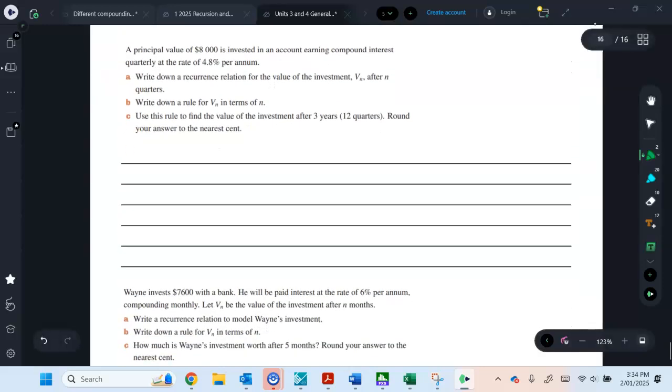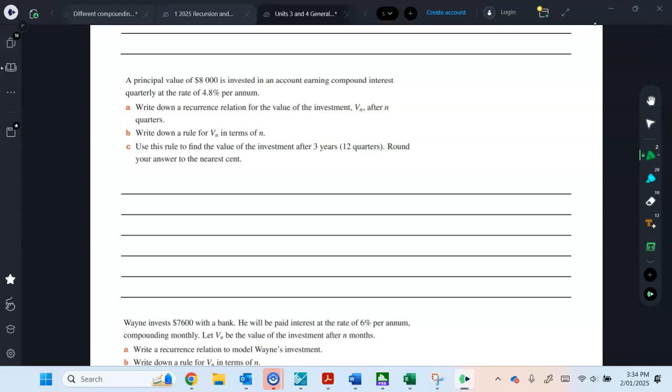All right, let's have a look at doing these two questions. A principal value of $8,000 is invested in an account earning compound interest quarterly at a rate of 4.8% per annum. Your interest rate is usually given to you per annum, the yearly interest rate, but it will then tell you what the compounding periods are. Write a recurrence relation for the value of the investment after n quarters. It's compounding quarterly. I was looking for the word quarterly.